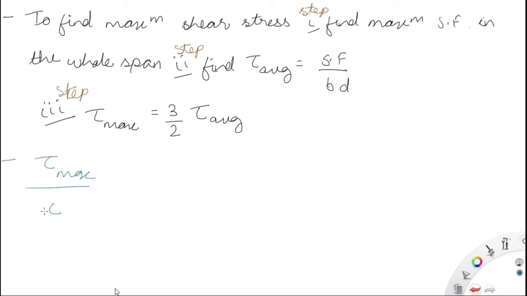Now tau max by tau average is equal to 2 for a thin circular tube, where the polar moment of inertia of a thin circular tube is 2 pi r cube t. So for that thin circular tube we have tau max by tau average equal to 2.